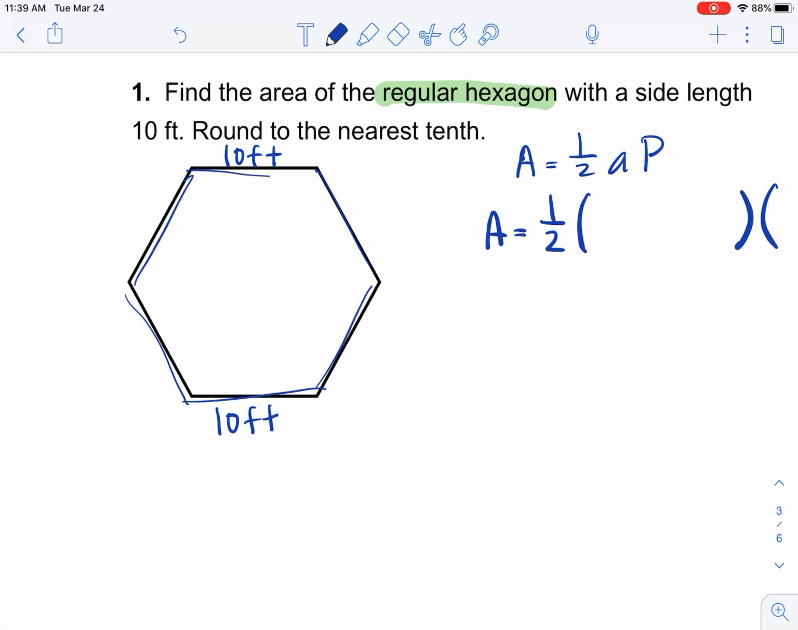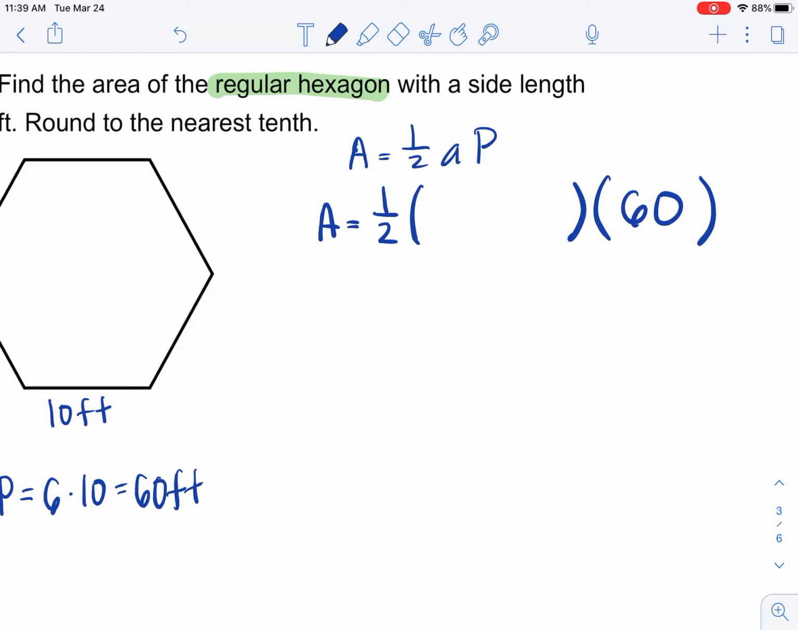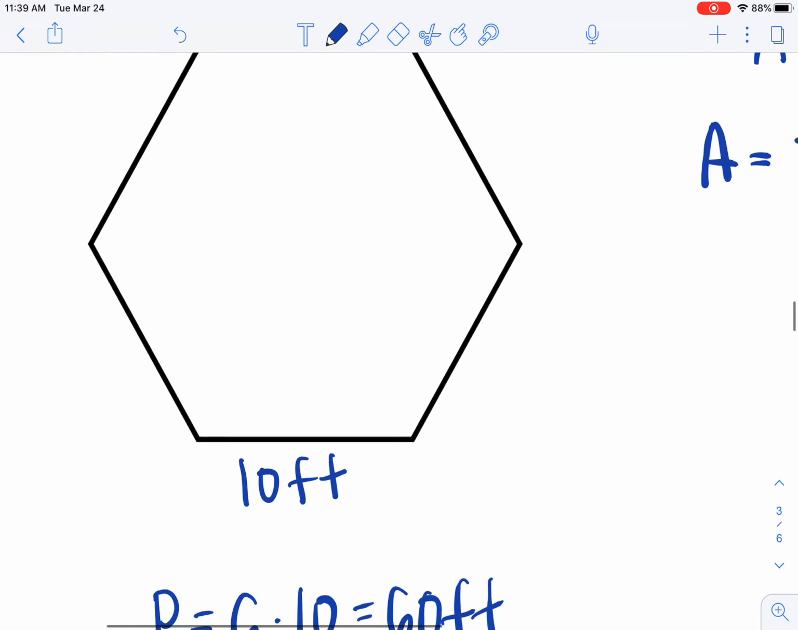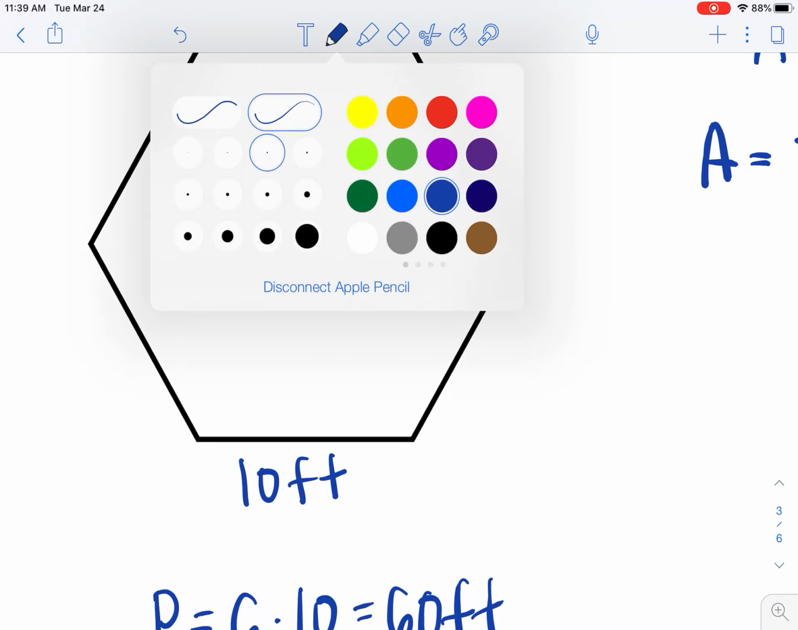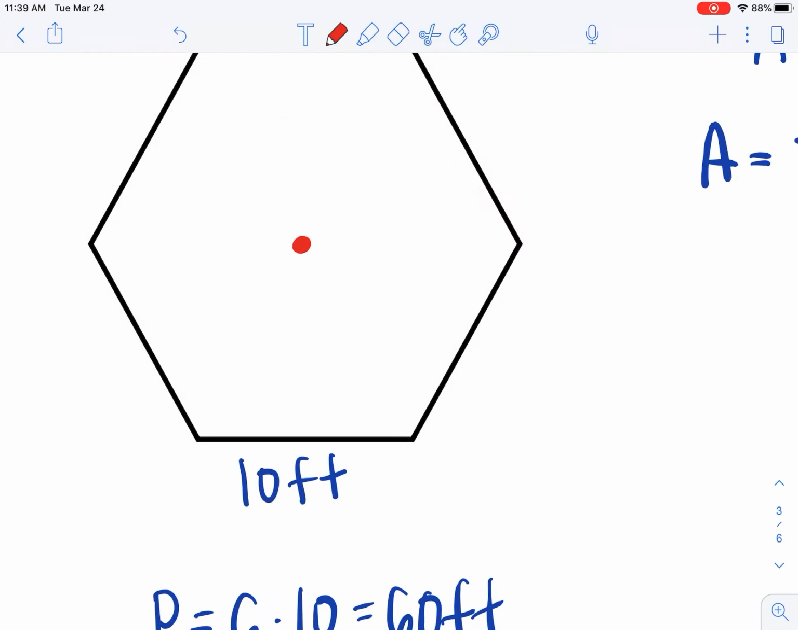So did I give you your perimeter? Well, I gave you that. All of your sides are 10, and there's 6 sides. So technically, I did give you your perimeter. Your perimeter is 60. It comes from 6 times 10. So 60 feet. So that is not an unknown. Okay, the only unknown right now is my apothem. So what I need to do is find it.